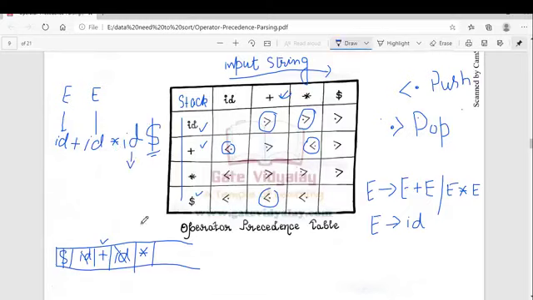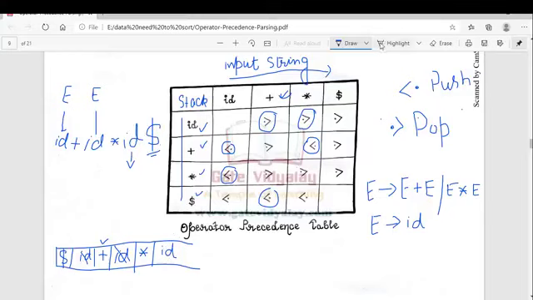This is multiplication and this is id. So top of the stack is multiplication, and the current symbol is on id. If I check multiplication and id, I have to push this current pointer into the stack. So I will push this id into the stack. Now I have dollar sign, id on the top of the stack.